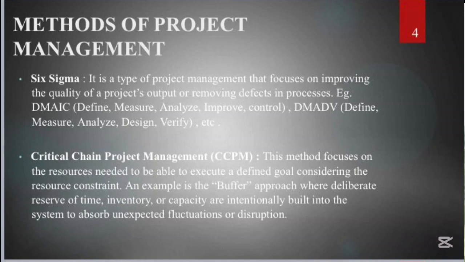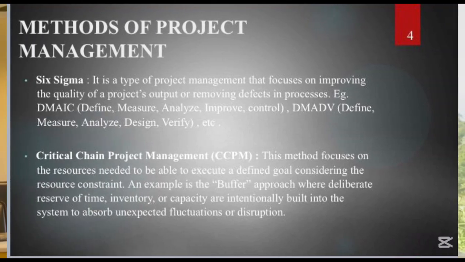My colleagues will talk about the rest of the methods of project management. So my name is Farouk Aye, and I'll be taking you through the methods of project management. I'll be continuing from the critical chain project management, which is CCPM. This method focuses on the resources needed to execute a defined goal, considering the resource constraint. A critical example is the buffer approach, where reserves of time, inventory, or capacity are intentionally built into a system to absorb unexpected fluctuations or distractions.